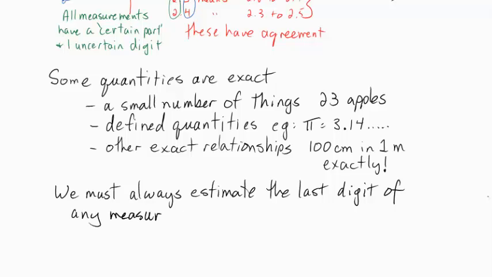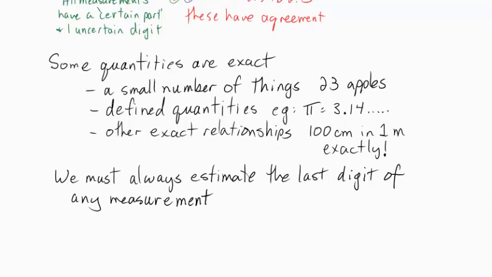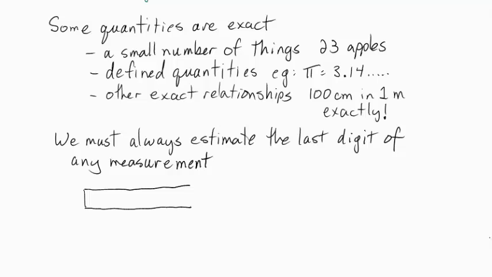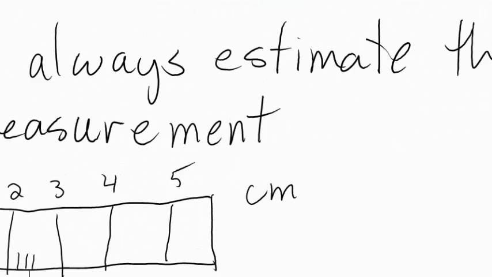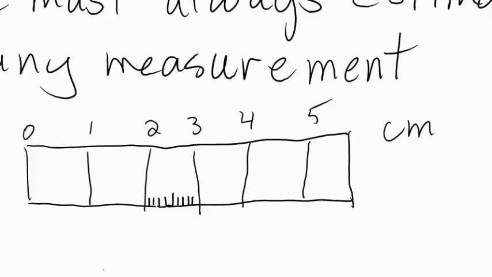But we must always estimate the last digit of any measurement. For example, if I draw myself another ruler and put some scale marks on it, let's call them 0, 1, 2, 3, 4, 5 centimeters. And then add a few extra marks here. What I want to do is get 10 subdivisions of that between 2 and 3. And let's put a nail down here.